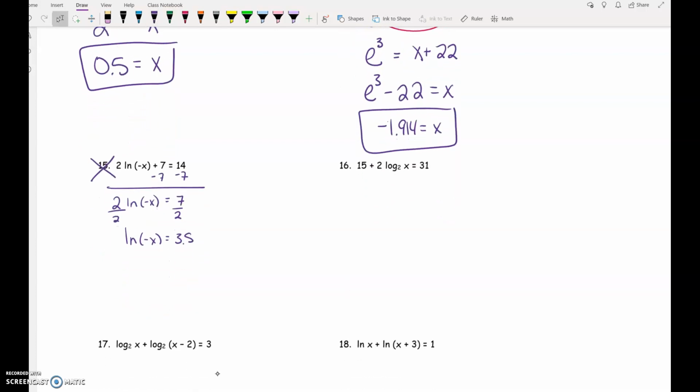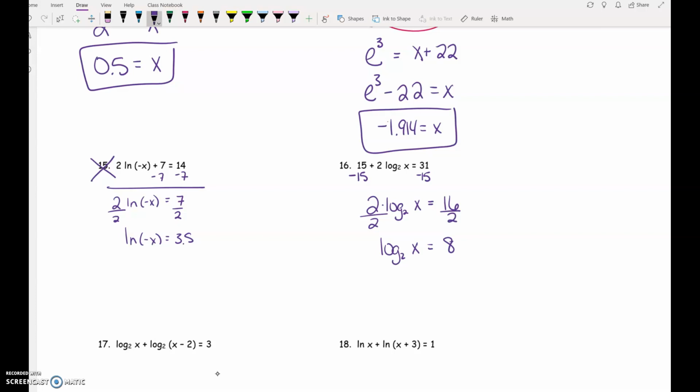Let's look at number 16. Step 1, get that log by itself. So first thing we need to do is subtract 15 on both sides. That would be 16. We need to get rid of this times 2. Divide both sides by 2. And now there's nothing else that we can do using normal addition, subtraction, multiplication, division.